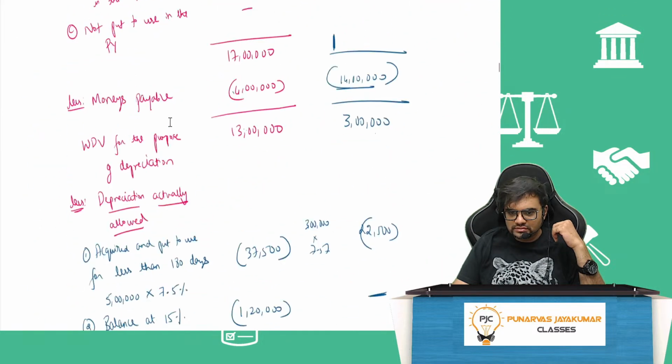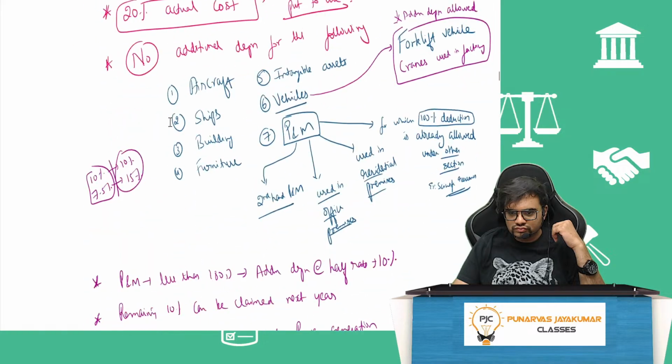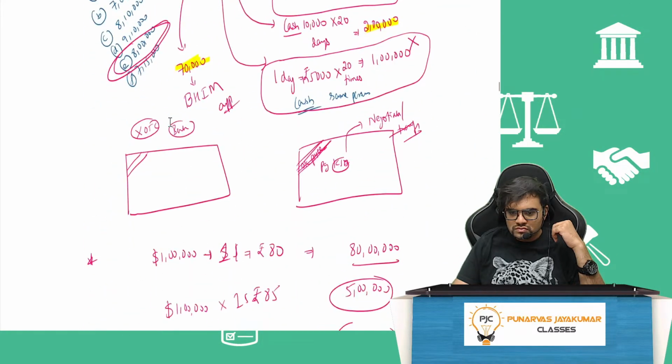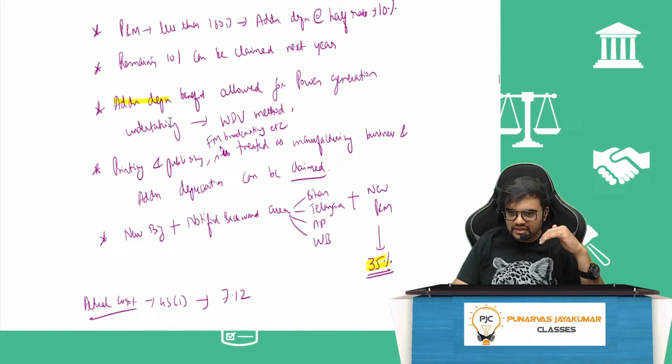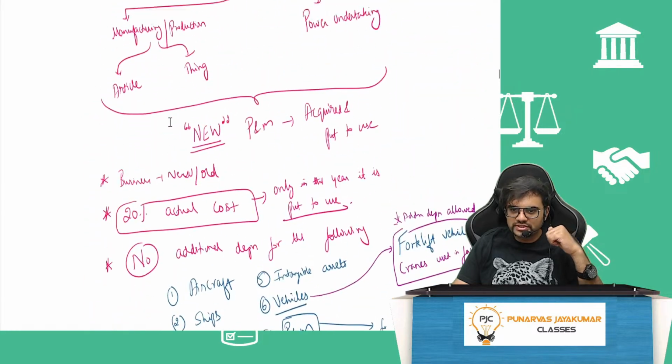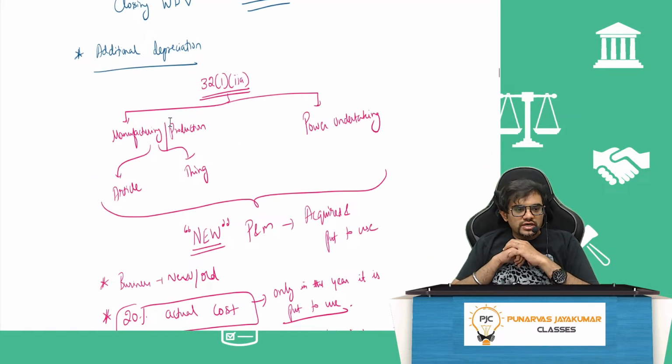All this you've seen. Before we move on to actual cost, before that we'll take a break. But before the break, we will finish this off, which is that additional depreciation. Section 32(1)(iia) speaks about additional depreciation. Additional depreciation is given for what? Manufacturing company or production of an article or a thing, or anything which is into power undertaking. Basically all manufacturing companies will get.